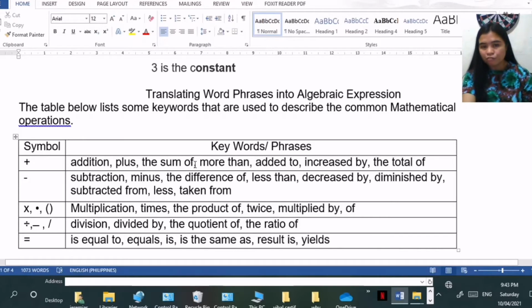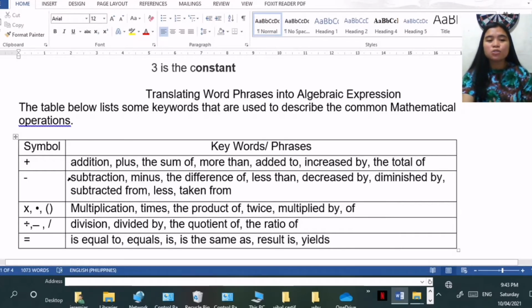The sum of, more than, added to, increased by, the total of. So, lahat ng words na to, ang ibig sabihin yan is, you are going to use addition as your operation. Okay po? So, magpa-plus or addition ang gagamitin natin.